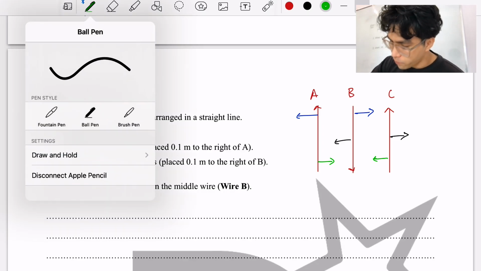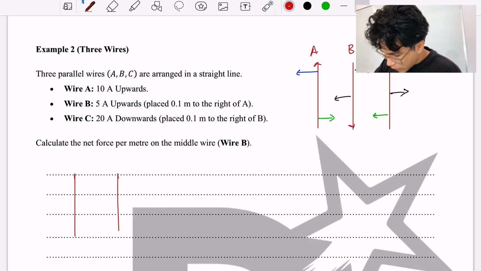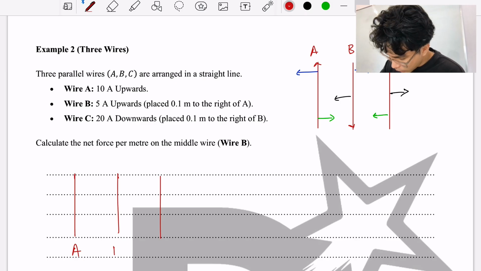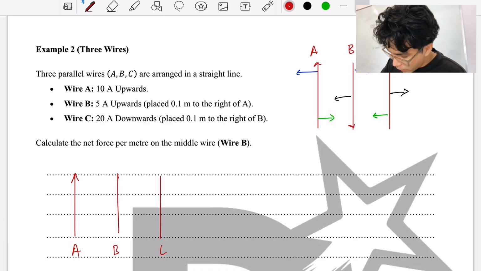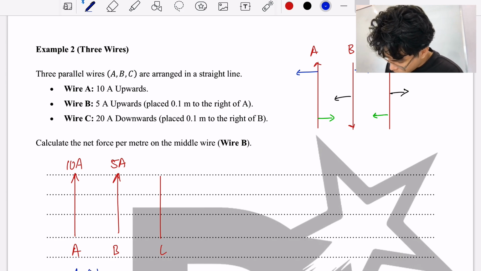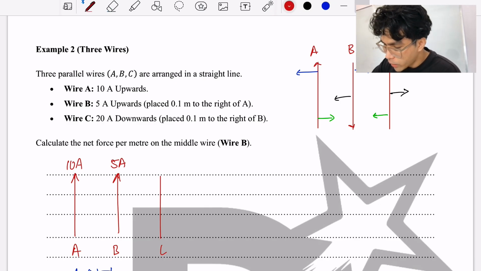So let's do an example. Question 3, we have 3 wires, A, B, and C. So here's A, here's B, here's C, conductor A, conductor B, conductor C. Let's say A, the question says, is 10 amps upwards. B is 5 amps upwards as well, but it is placed 0.1 centimeters to the right of A, so that's 0.1, like so. And again, SI units. C is 20 amps downwards, so this is going to be downwards here.